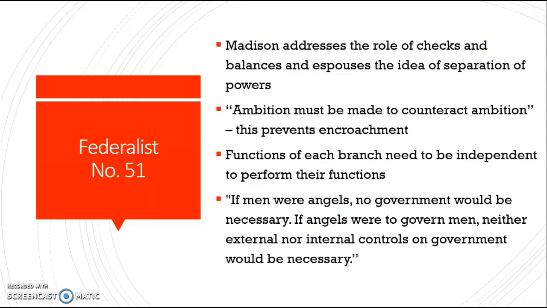And he's going to be arguing that with checks and balances, you're going to be able to prevent one branch from encroaching upon the other branch and making sure that each branch is doing what it's supposed to be doing. He also is going to argue that the functions of each branch need to be independent in order to perform their functions. And again, another very famous quote that comes out of Federalist 51 is that if men were angels, no government would be necessary. If angels were to govern men, neither external nor internal controls on government would be necessary.